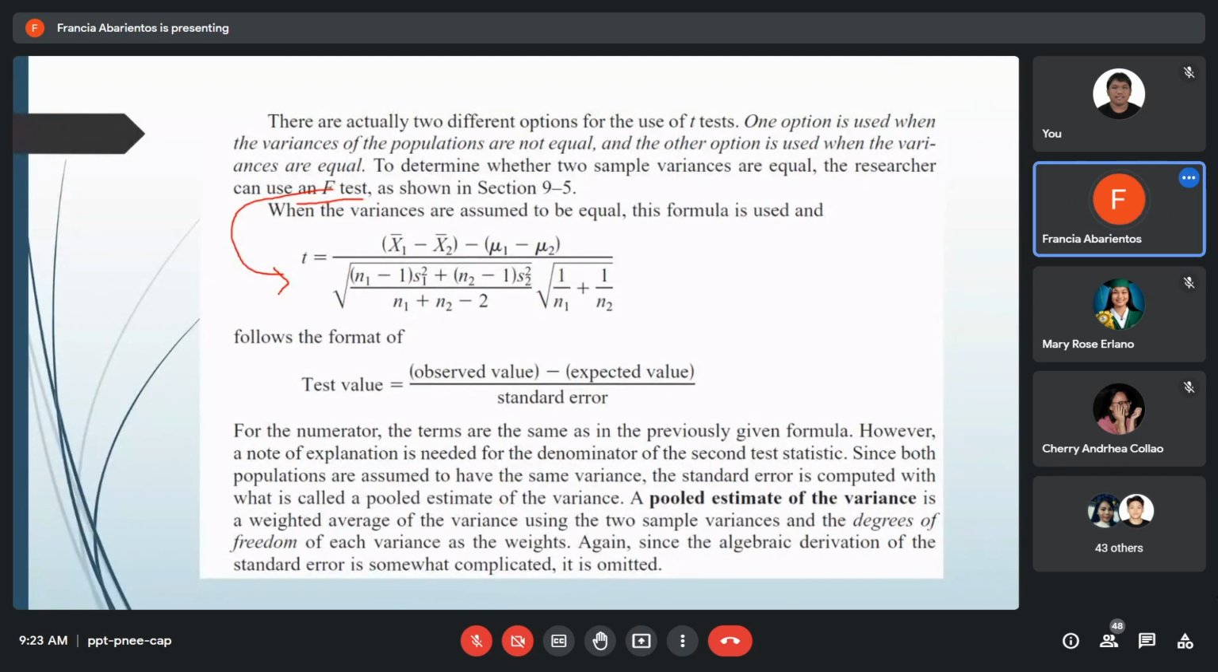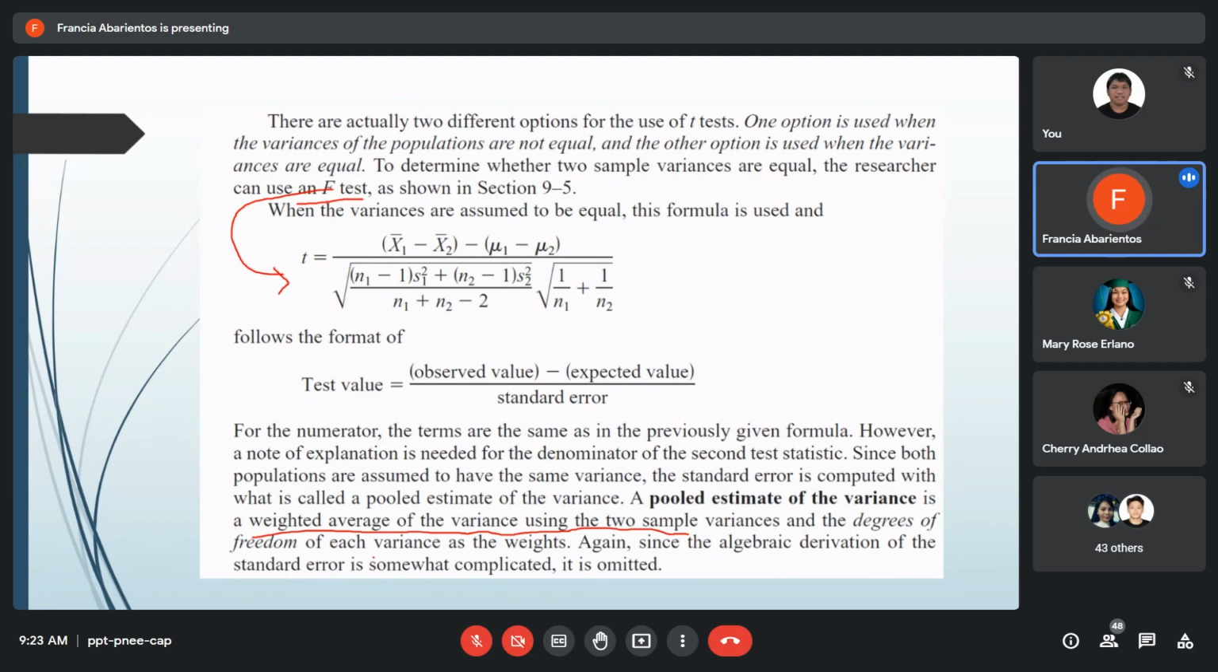However, a notable explanation is needed for the denominator of the second test, statistics. Since both population are assumed to have the same variance, yun yung palagi mong isipin ha, yung variance mo pag not equal siya, and the other option where your variances are equal. Okay? The standard error is computed but with what is called the pooled estimate of variance. A pooled estimate of variance, ano yun, class? That is a weighted average. A variance using two sample variances and the degrees of freedom of each variances.